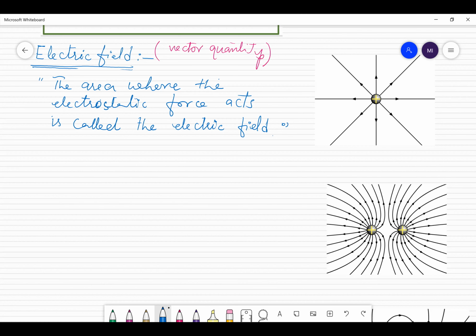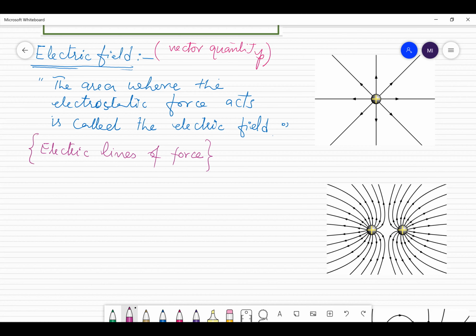Since the electric field is not directly visible, to represent the electric field, we use the concept of the electric lines of force. The concept of what? The concept of electric lines of force. Do not say lines of forces. Electric lines of force.